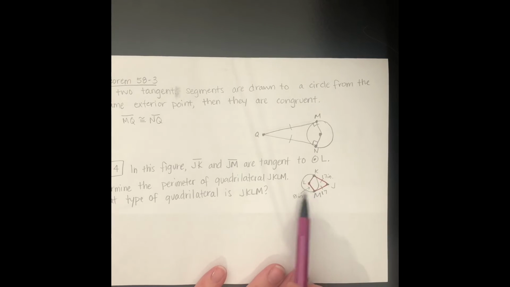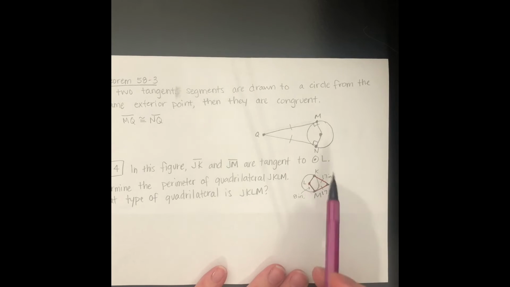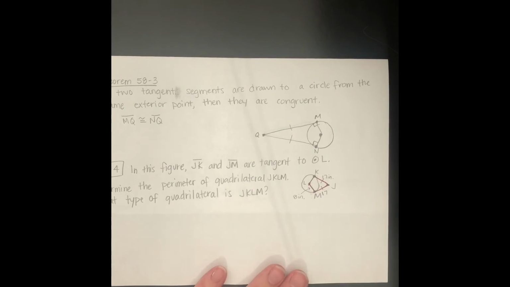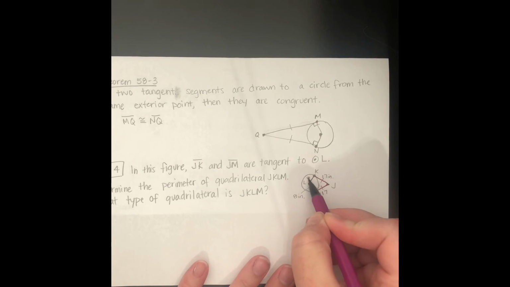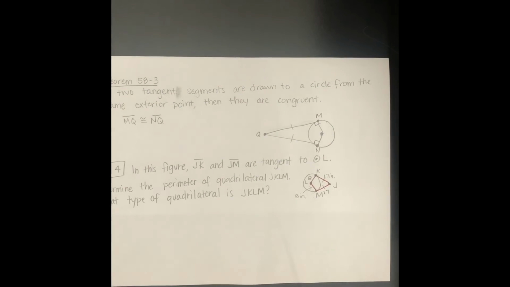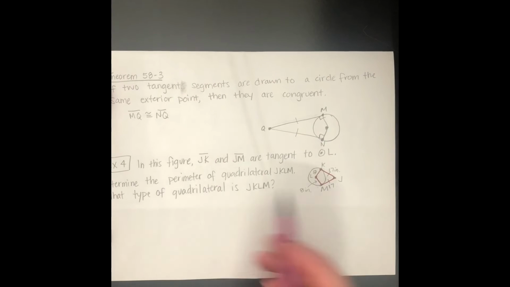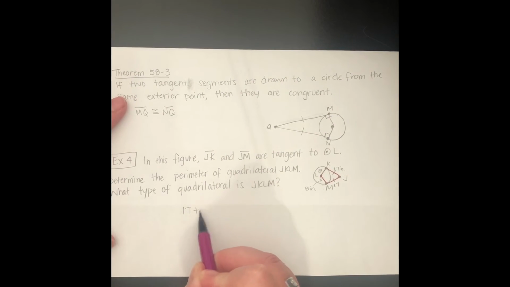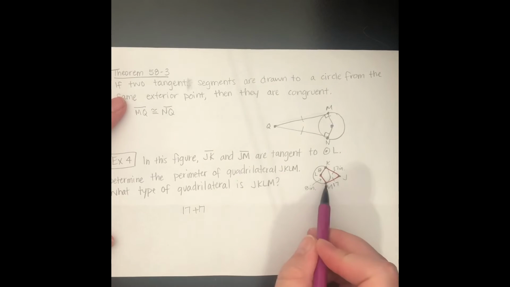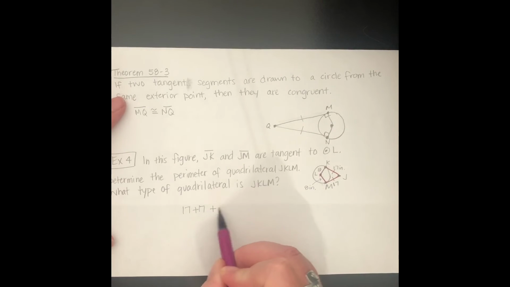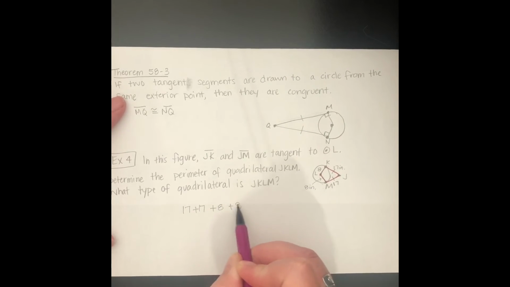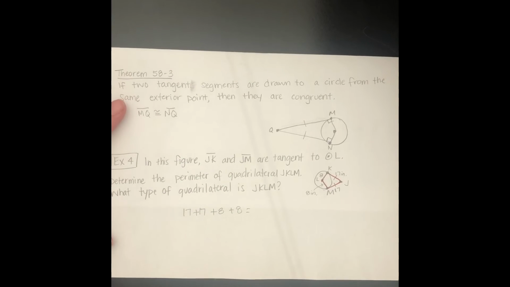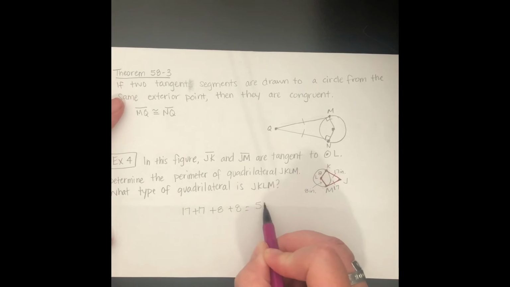From L to M, this segment is 8 inches, and this is a radius. LK is also a radius. That means they're going to be the same length. So segment LK is also 8 inches. So if we want to find the perimeter, we add all of the sides together. 17, you can do 17 times 2, or 17 plus 17 plus 8 plus 8. If you add all of those sides together, you're going to get 50 inches.